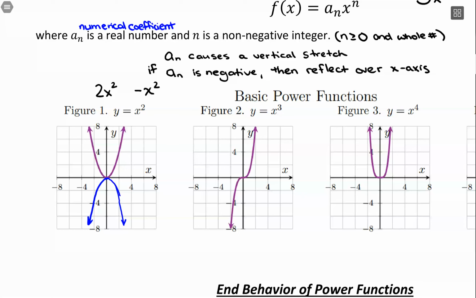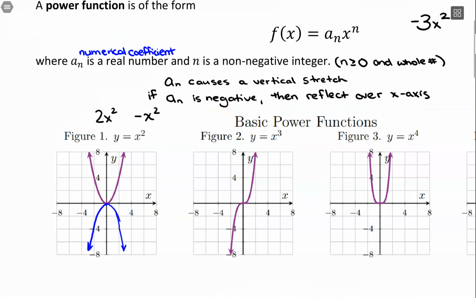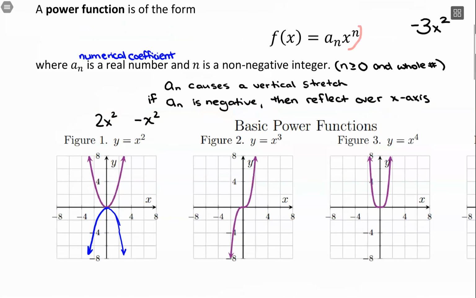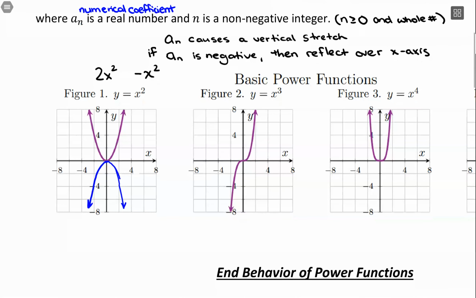So when we have this a_n, what we're going to do is focus on this power function part, that x with a certain exponent. But then a with a subscript of n is going to cause this stretch, and we just need to pay attention to if it's negative, because then it will reflect over. Now, x squared is our general parabola shape.